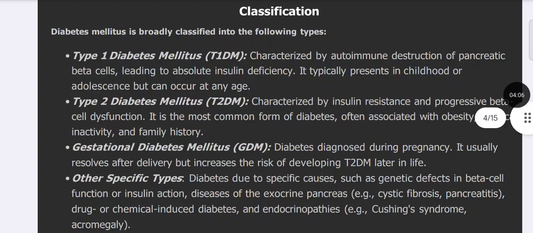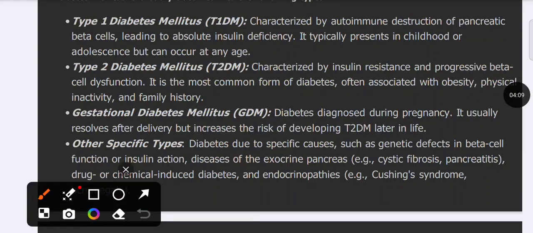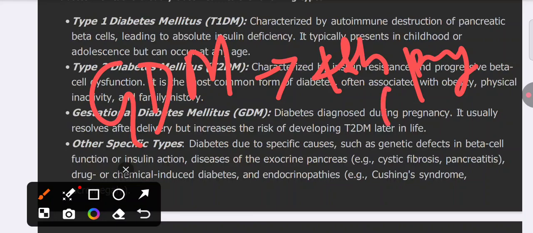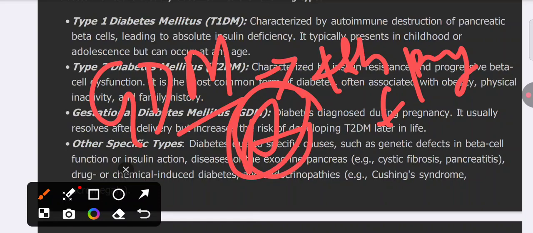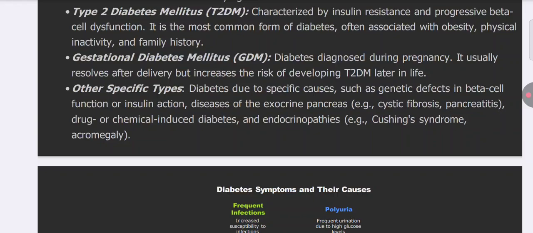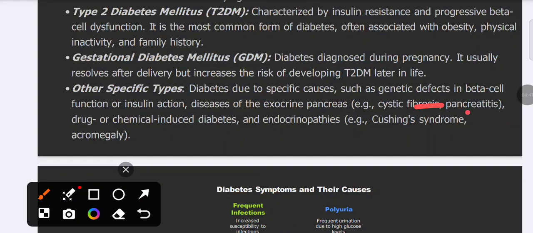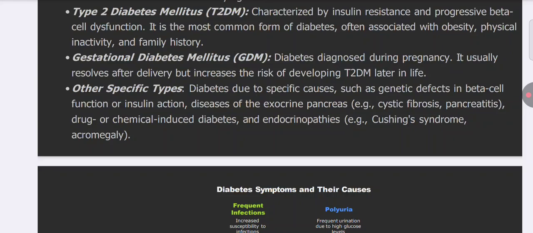Okay, next we can see gestational diabetes mellitus. In brief, gestational diabetes mellitus is diabetes mellitus occurring during pregnancy in the woman. Okay, so this is another type of diabetes mellitus, but after delivery this gestational diabetes mellitus mostly goes away. It no longer persists in the body. Next, other specific types will be, sometimes associated with some medications, or sometimes some other disease like cystic fibrosis, pancreatitis or Cushing syndrome. These all can lead to other diabetes mellitus.